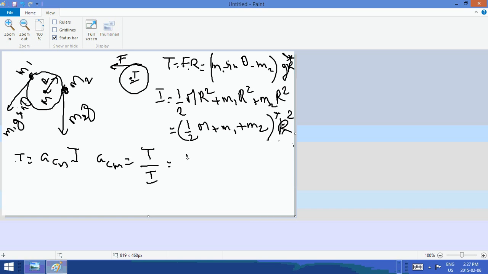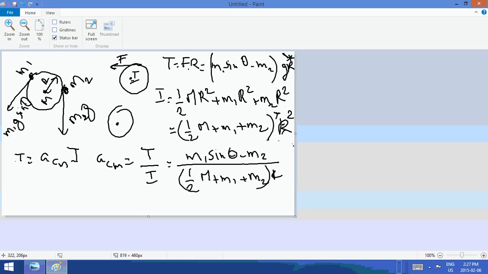So basically we have m1 sine theta minus m2 divided by half of m plus m1 plus m2, times r. Okay, now if this disk is rotating this way, it will be accelerating this way, angular acceleration.